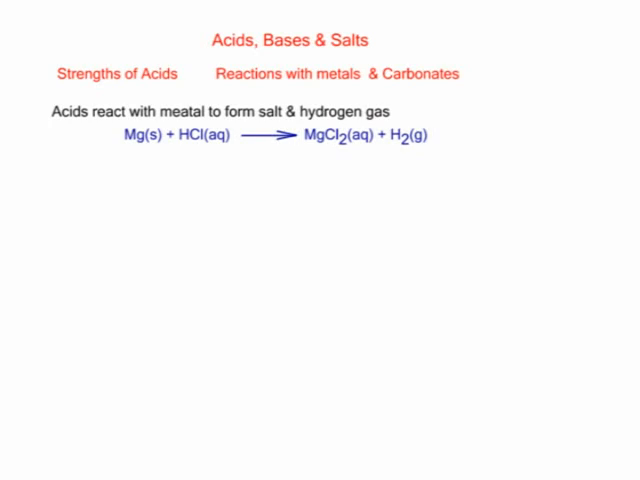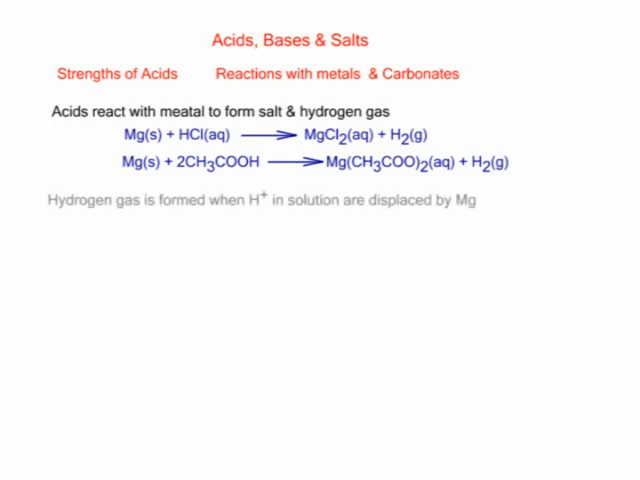On the other hand, magnesium again would react with ethanoic acid at a slow pace to form a salt called magnesium ethanoate, and again hydrogen gas is also liberated according to this equation. Now the hydrogen gas is formed when hydrogen ions present in the solution are displaced by the magnesium. So you see magnesium reacting with hydrogen ions to form magnesium ions and hydrogen gas.